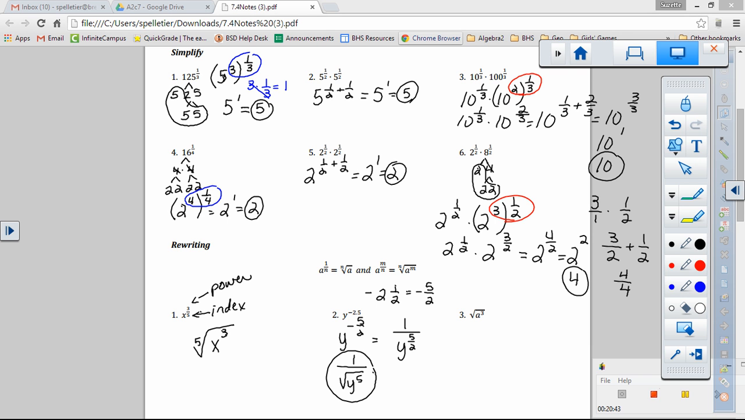And then now I want you to take the radical and turn it into a rational expression. So this is a root of 2. So that's the denominator, and the numerator is the power. So a to the 3 over 2.